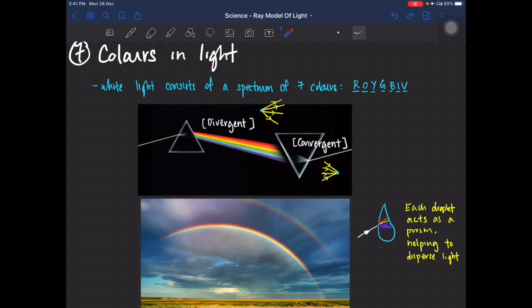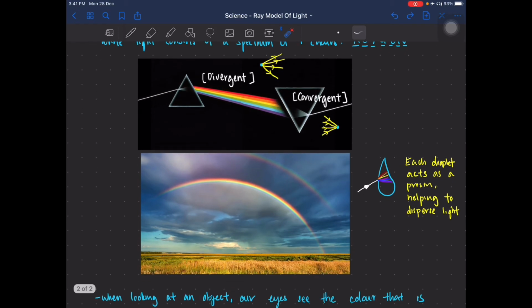Now, this is something that we do see as a daily phenomenon, which is through rainbows. In the case of a rainbow, each water droplet acts like a prism, so that when the white light reaches it, it gets dispersed into the 7 different colors, and then it casts a spectrum of rainbow in the sky. So imagine there are a lot of water droplets. It allows a lot of little glass prisms to split the white light to create what you see over here in terms of a rainbow.